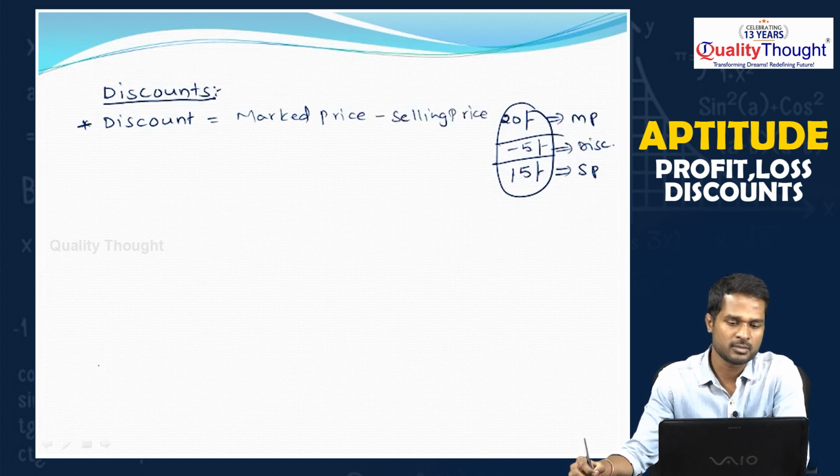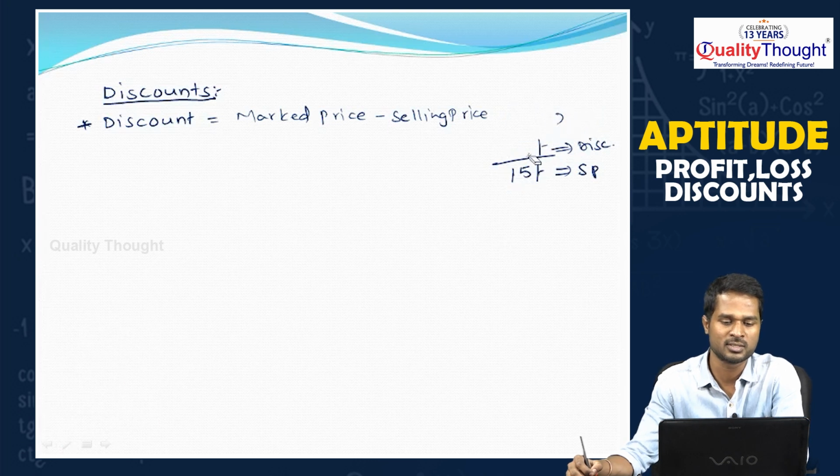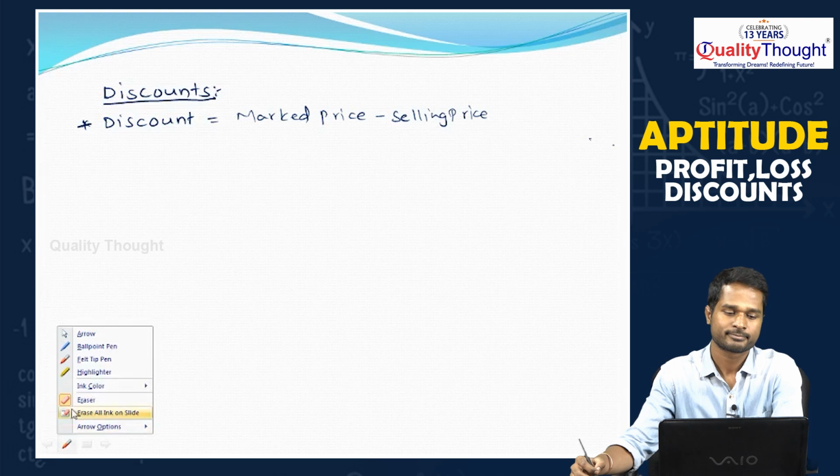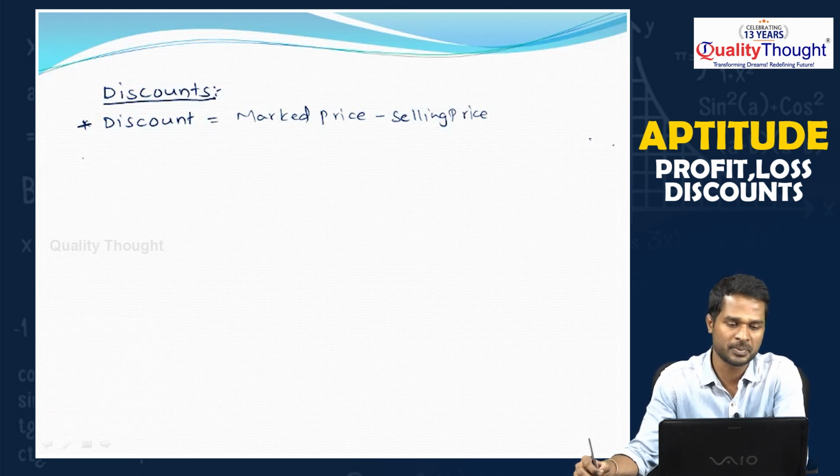So, marked price minus selling price gives the discount. Marked price, listed price or printed price, anything is okay, they denote the same value. It is the first value told by the seller about any product, that is called the marked price. Now, let us see the discount percentage, and how we calculate it.